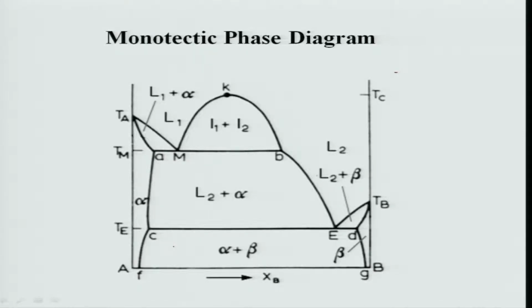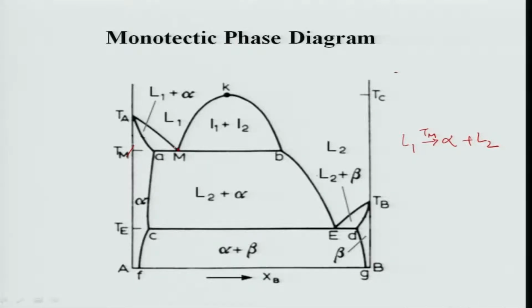This is a more general monotectic phase diagram, and I have drawn it on the board. We will discuss it, but before that let me just discuss the monotectic phase diagram. The most important signature is the monotectic reaction, and the reaction is like this: liquid L1 going to a solid phase alpha plus another liquid L2, and this happens at a temperature Tm. Tm is mentioned here. So, this is the monotectic point M on the phase diagram.